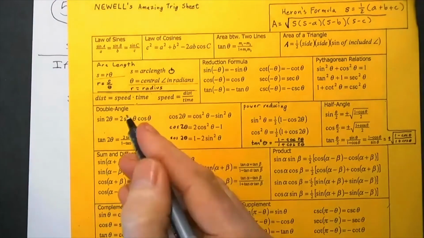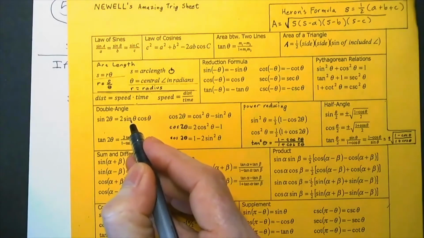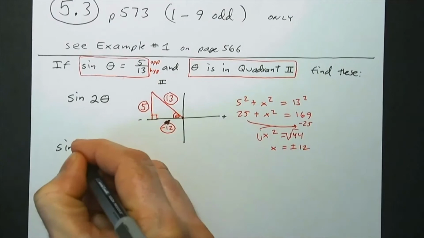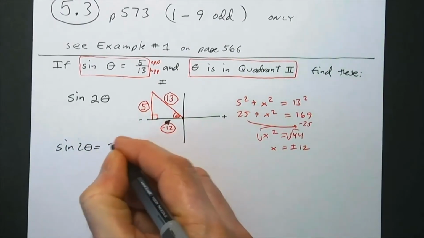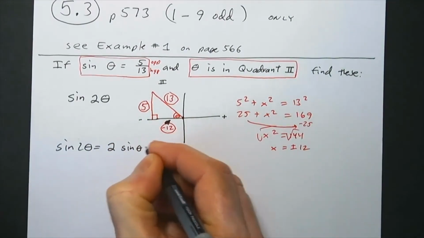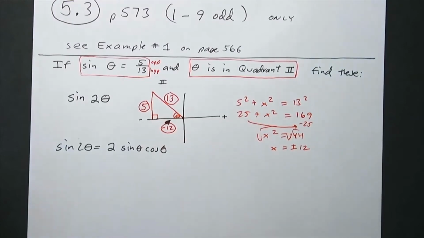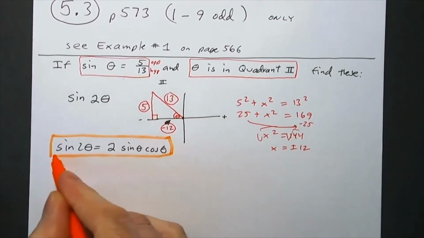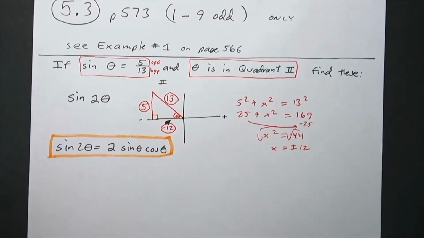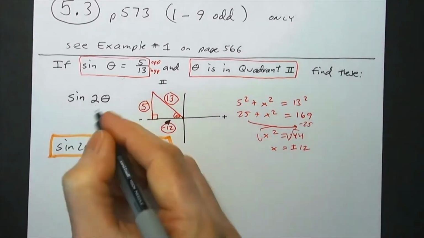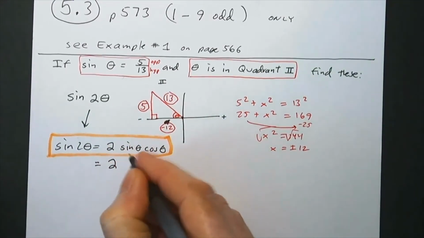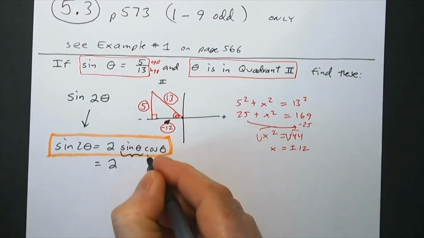Okay, so it says 2 sine theta cosine theta. So I'm going to write sine of 2 theta, and it says 2 sine theta cosine theta. This is the rule called the double angle rule because it's doubling the angle. So now, to find sine of 2 theta, you write 2 sine of theta, cosine theta.